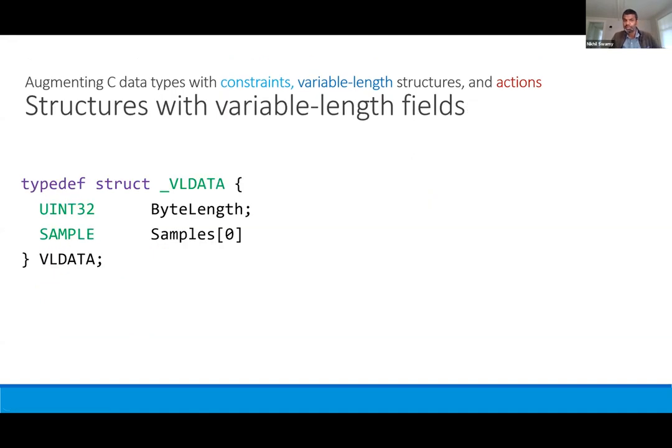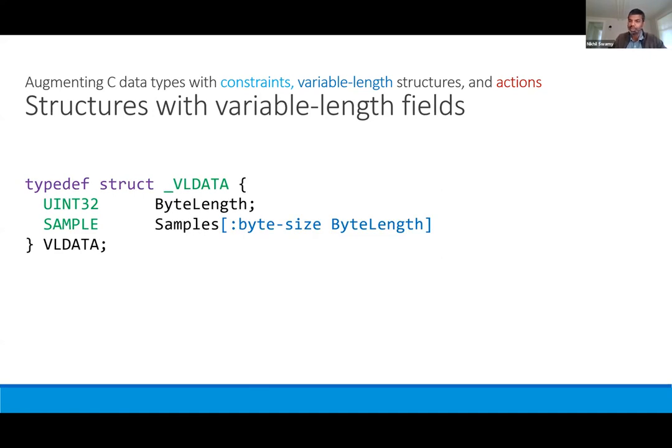We have support for things like variable length fields. Another common pattern in C programming when you're dealing with variable length structures is a structure where its first field is a byte length, and its second field is a zero length array that the program will then interpret as a dynamically allocated array whose size is byte length. This is a common idiom in a C program.